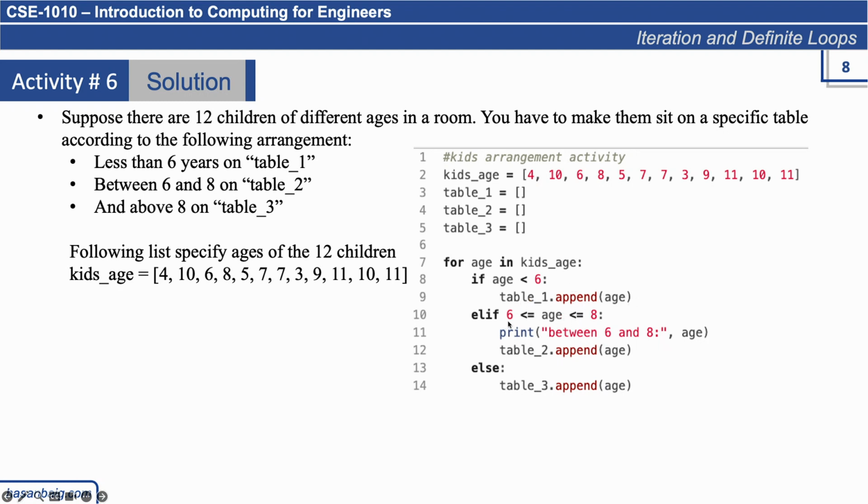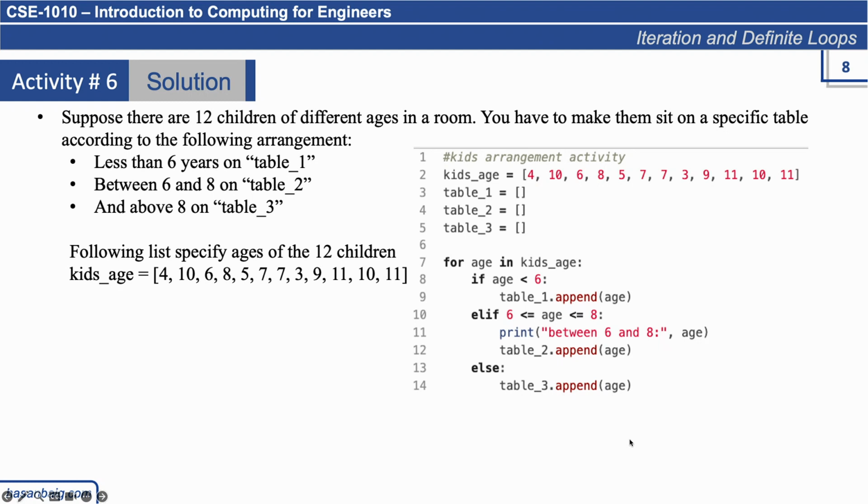Similarly, if age is between 6 and 8, there is one way of writing this. Another way of writing is, you can simply write age is greater or equal to 6 and age is less than or equal to 8. Okay, so this is another way of writing this. Otherwise, if none of these two conditions satisfy, the third one would always be that the student is above 8 years old. In that case, you have to make them sit on table number 3.